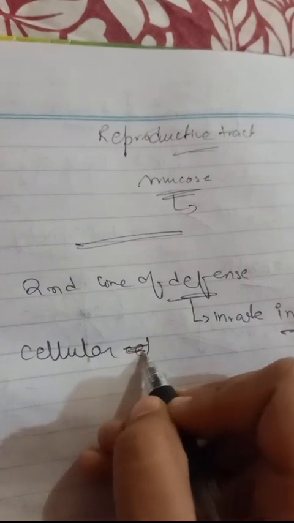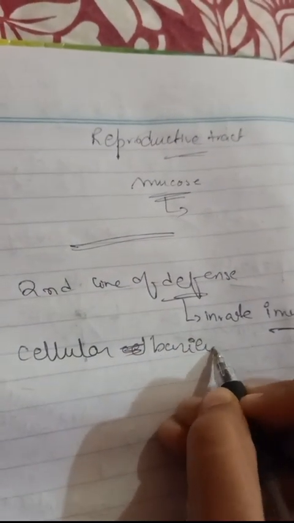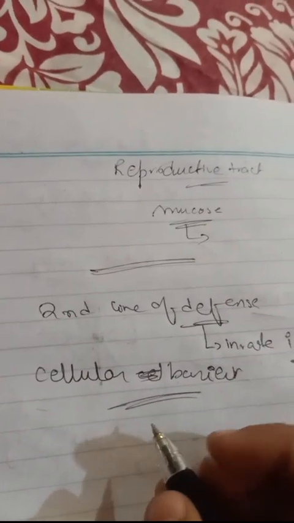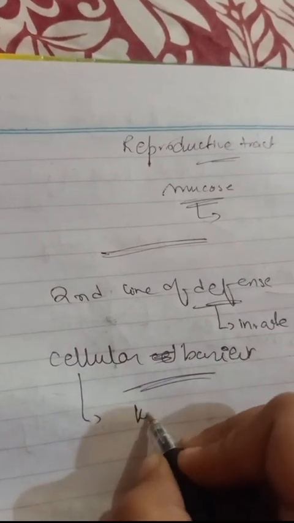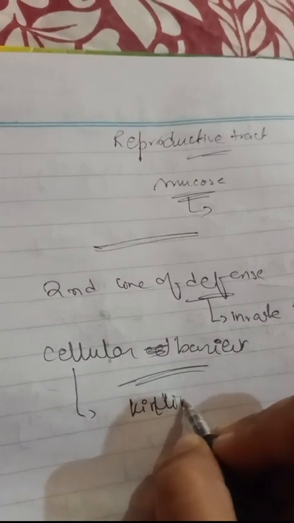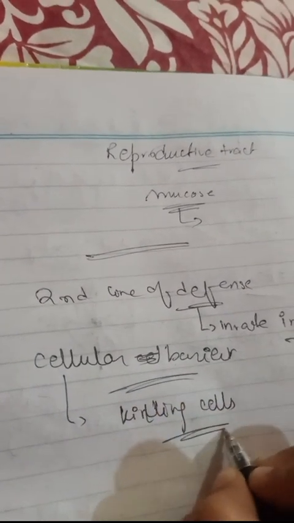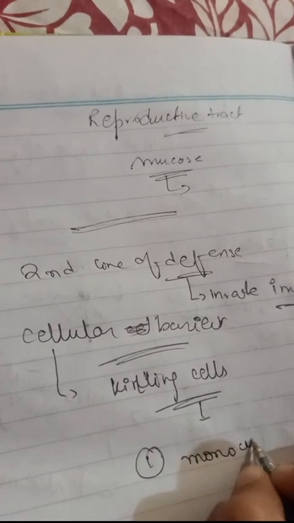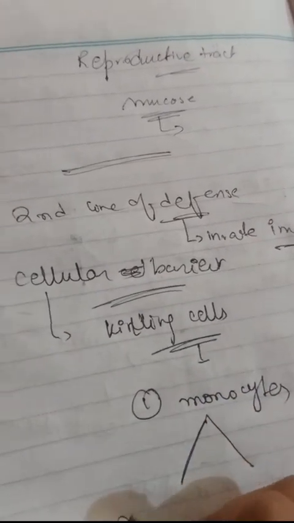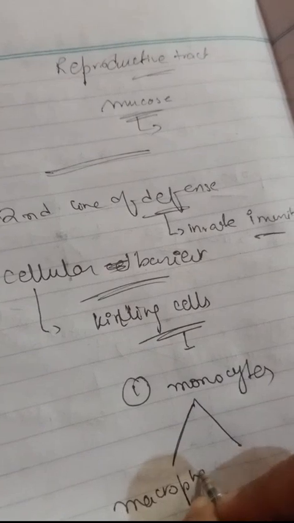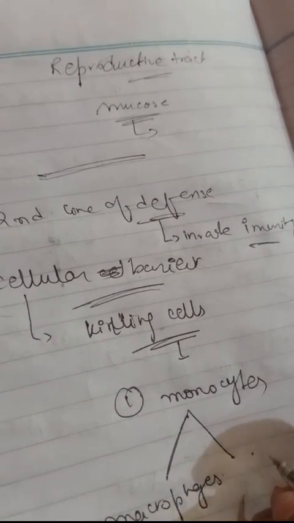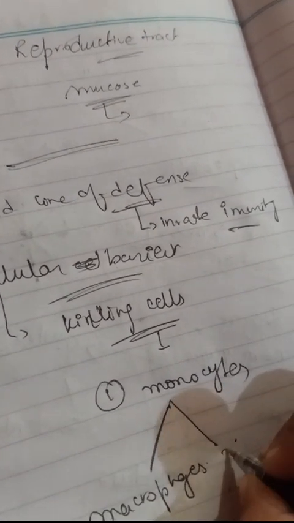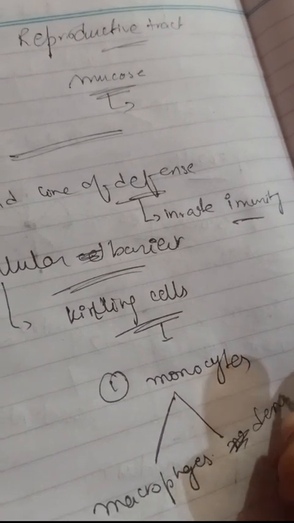In the second line of defense we have the cellular barrier, which means the cells of our body that work for the immune system. First, in the cellular barrier we are talking about the killing cells. Killing cells have three major components. First, the killing cell is divided into the monocytes, and monocytes divide into the macrophages and the dendrites.